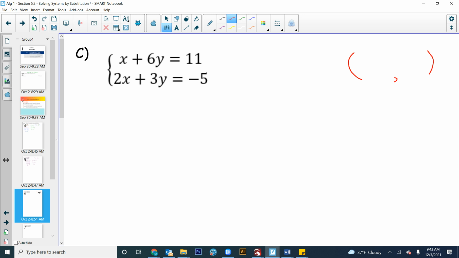So do you agree this equation is also known as x equals negative 6y plus 11, if I subtract 6y from both sides? Yes? That's kind of nice, isn't it? Do you agree that's much nicer?